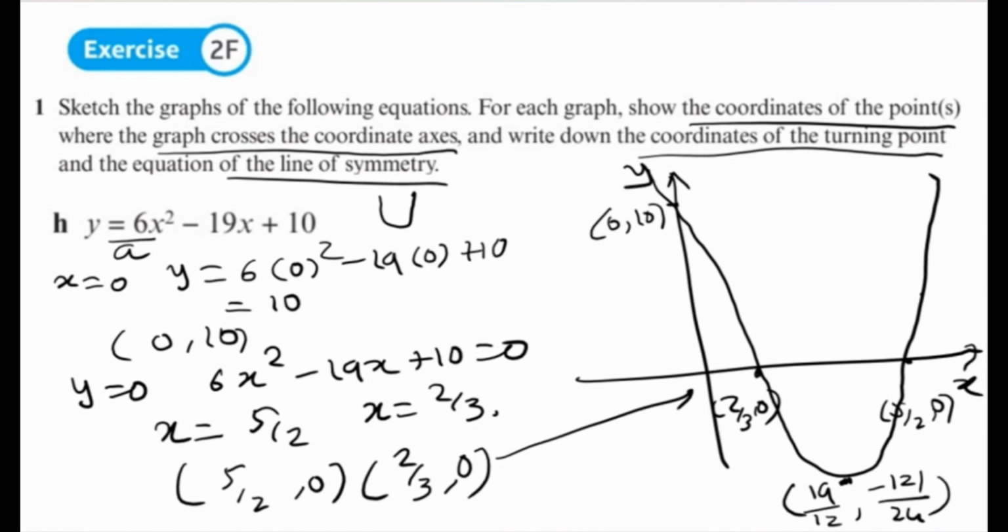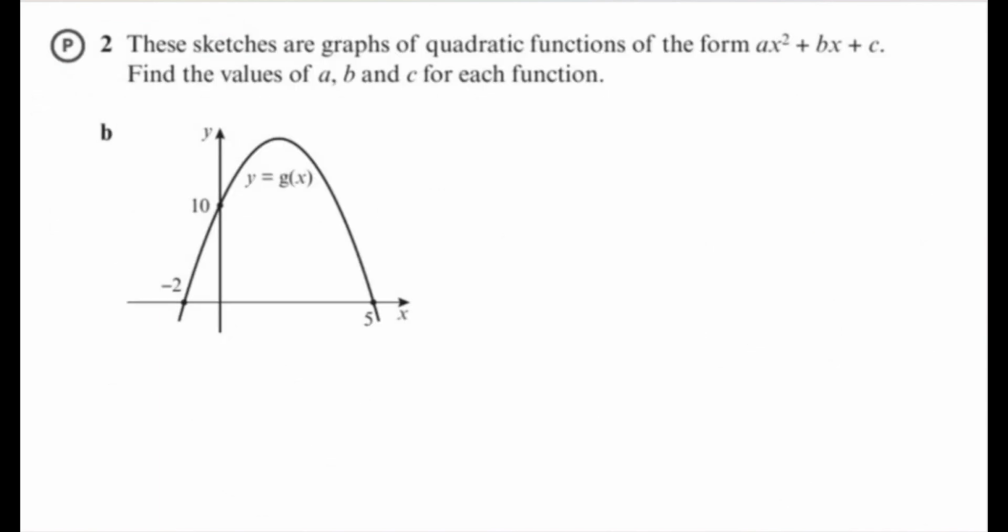And if you want to label it, you can draw the line of symmetry. Sorry, my line is not straight. Something like this. Okay. So this is where we can figure out this whole question. So first we have to find the coordinate for the y-axis, coordinate for the x-axis, then the turning point, and then the line of symmetry. Question 2.